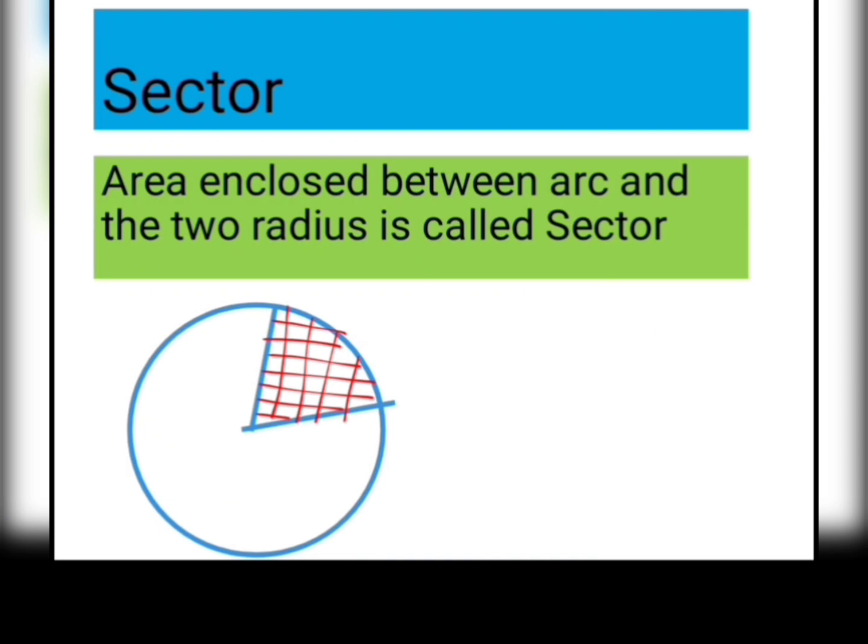What is sector? It is an area enclosed between arc and two radii. This is one radius, this is one radius. This area is known as sector. We can also treat these two as radii and this as arc. This is also a sector. The one which is having less area is known as minor sector, and sector which is having higher area is known as major sector.